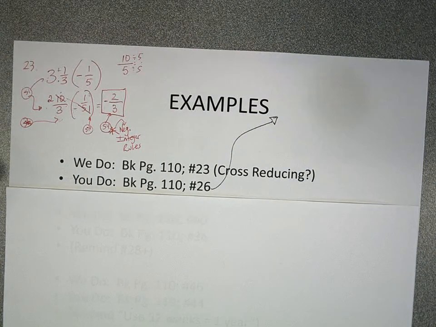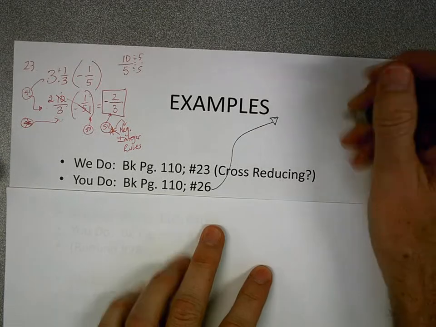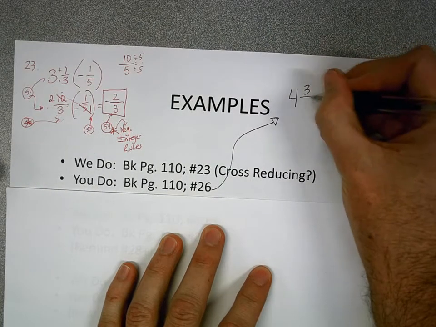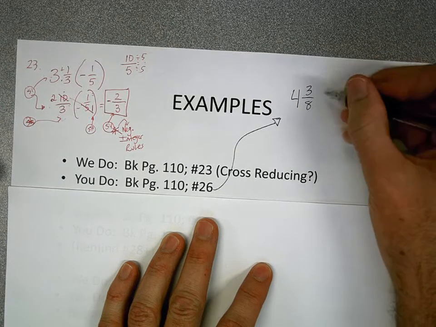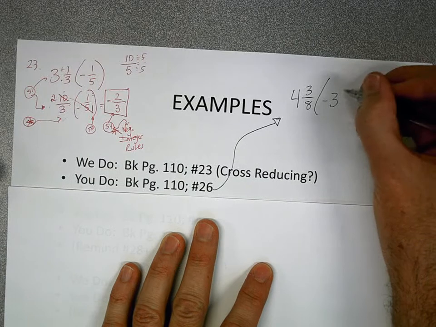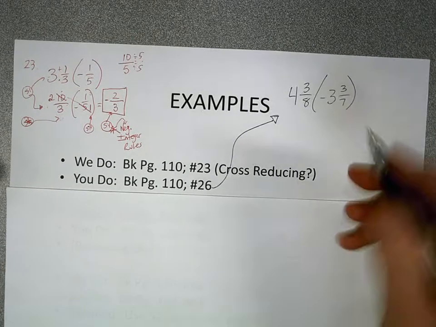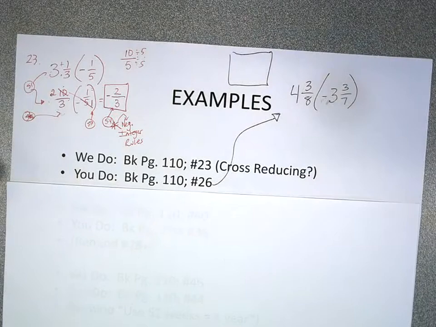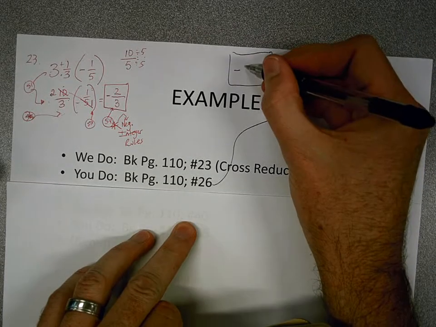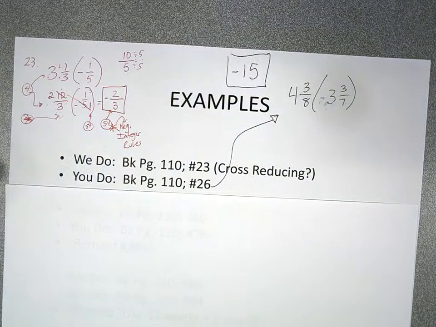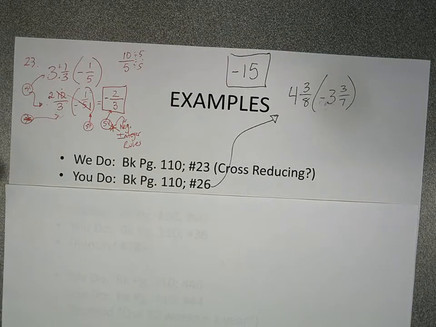All right, so problem 26 was 4 3/8 times negative 3 3/7. For right now, I'm just looking for an answer. Just an answer, all right? So see 27. Negative whole number 15? Agree, disagree? Negative 15. Okay, mainly agreements, some disagreements. Anyone want to share a different answer?